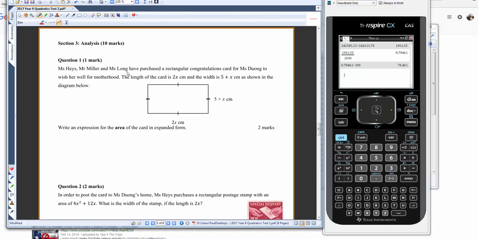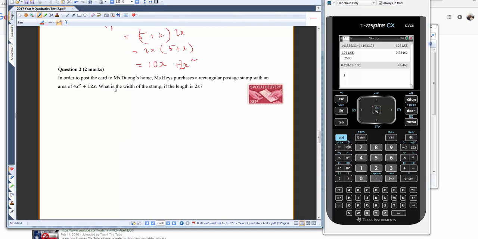Alright, we got the card to wish Ms. Duong well. So the length of the card is 2x, width is 5 plus x, and we want to write the area. You just need to remember the area is length by width, which is 5 plus x all multiplied by 2x, which is the same as 2x multiplied by 5 plus x, and we have to write it in expanded form, so that's going to be 10x plus 2x squared.